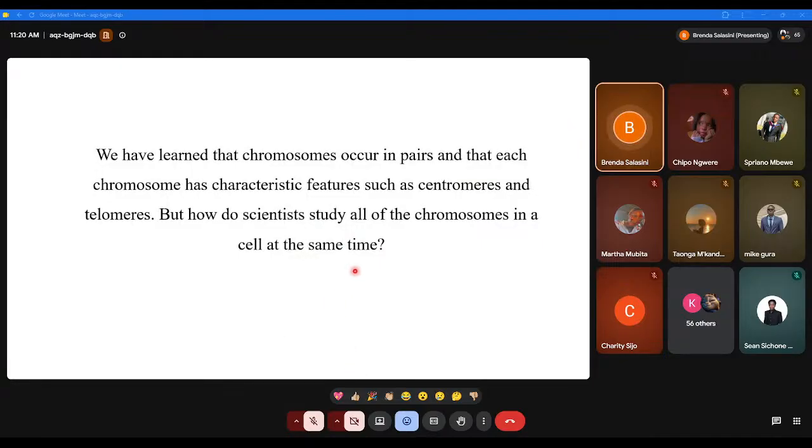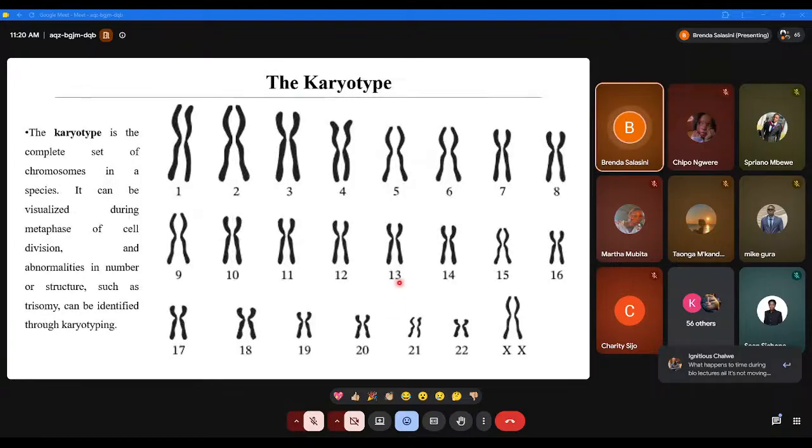So what are we moving on to? We have learned that chromosomes occur in pairs. That is, in us, yourself and me, we're diploid organisms, and each chromosome has characteristic features such as the centromeres, the telomeres, and so on and so forth. But how do scientists study all the chromosomes in a cell at the same time? Well, they do that by taking a snapshot, like a picture. Most of us today, by the end of today, I don't know how many pictures of ourselves we're going to take, like selfies. Well, chromosomes can also be studied or understood in the same way by taking a picture, like a snapshot of all the chromosomes that are found in a cell.